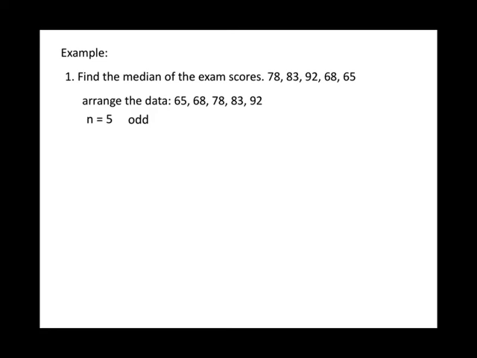So the median is the number in the position of (n plus 1) over 2. And your n is equal to 5. So you plug in here, n plus 1 divided by 2, which is going to be equal to 3. Okay, now let's look at the data here. 1, 2, 3. So we have 78. And the median is 78.